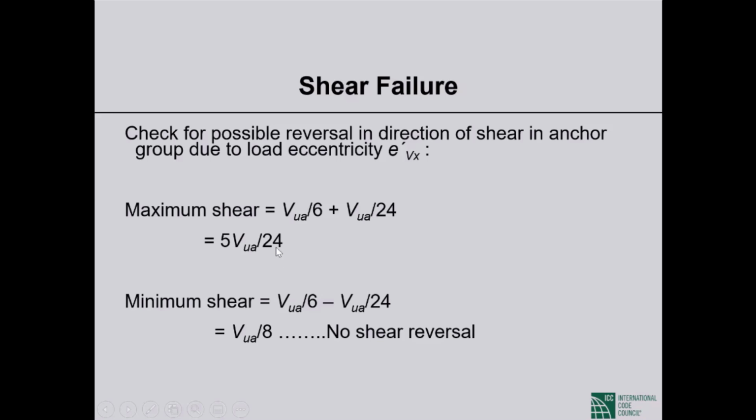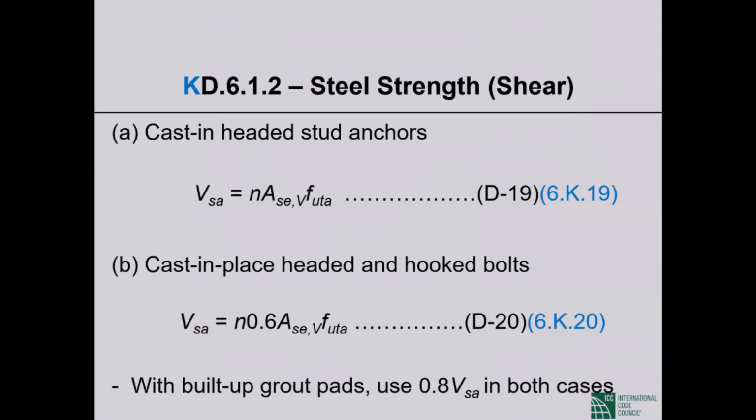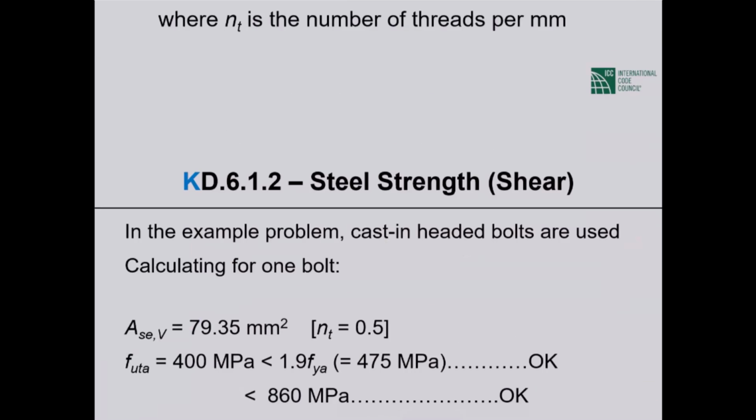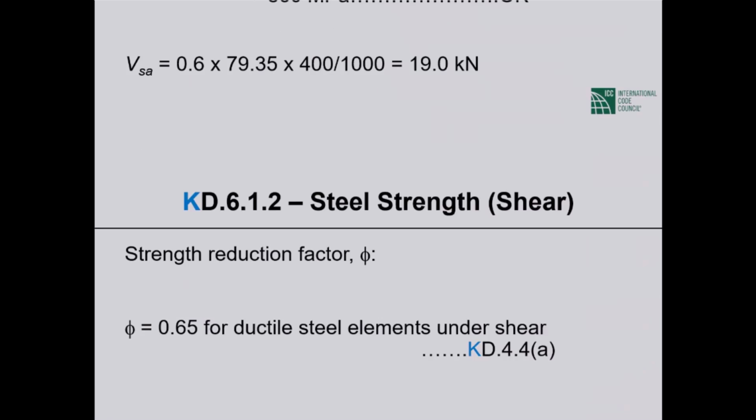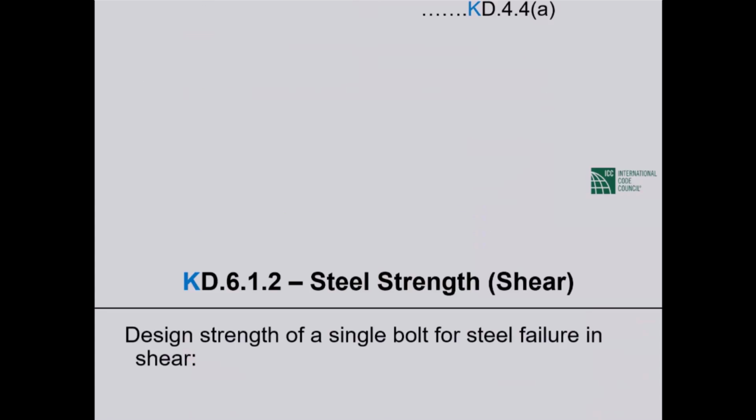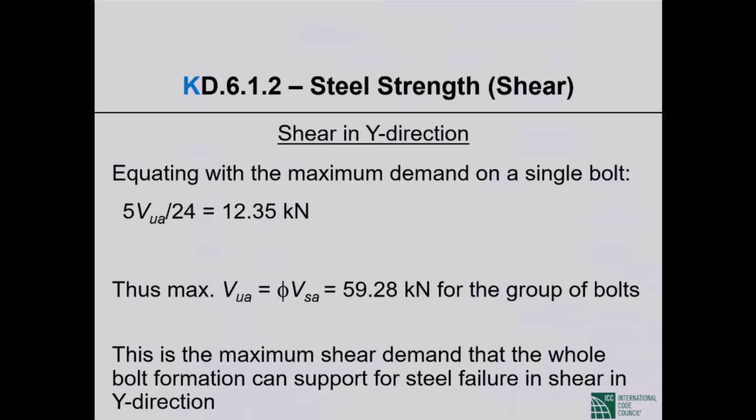So we have a single anchor strength of 12.35 kilonewtons. We have to multiply that by 24/5 to find the maximum shear demand that the whole bolt formation can support for steel failure in shear. Okay, 24/5 times the calculated 12.35 comes to 59.28 kilonewtons.